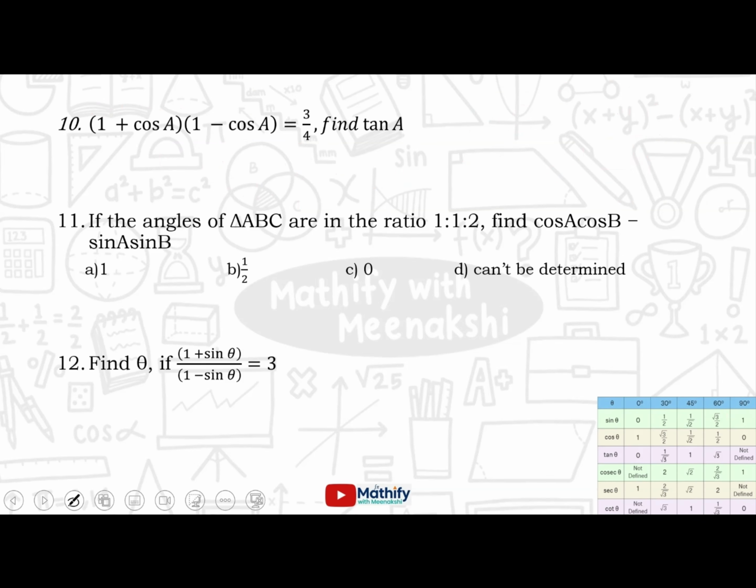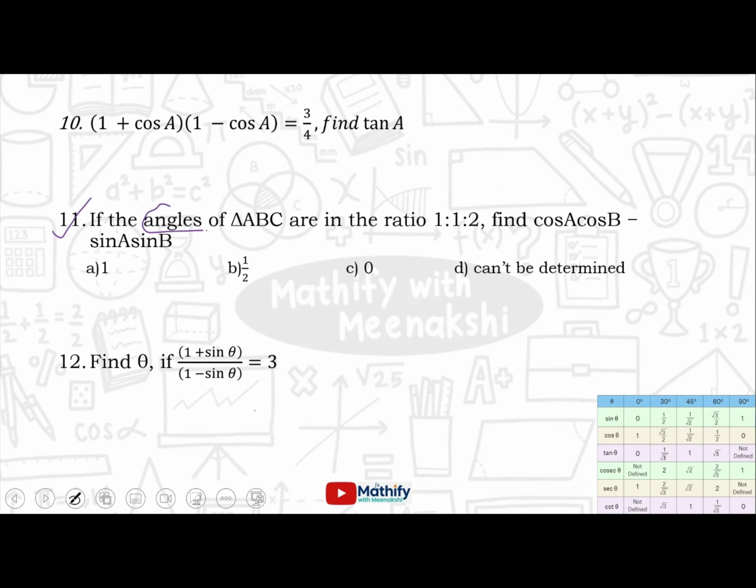Now let's move to question number 11. It's given angles of triangle ABC are in the ratio 1 is to 1 is to 2. Now you know that your greatest angle in right triangle is 90 degree. So I'm taking that as 2x and other 2 as x and x. Now you know that 2x is 90 degree. That means your x is 45 degree. So your A and B are 45, 45 and your C is 90 degree.